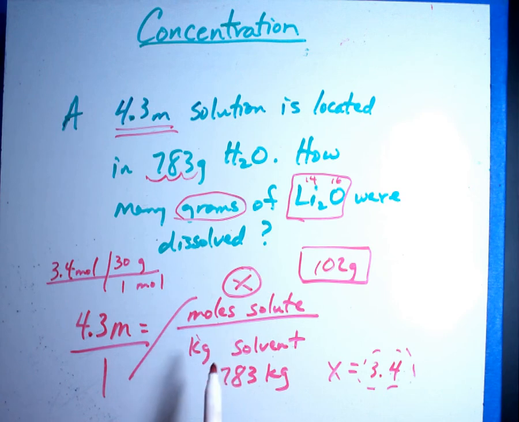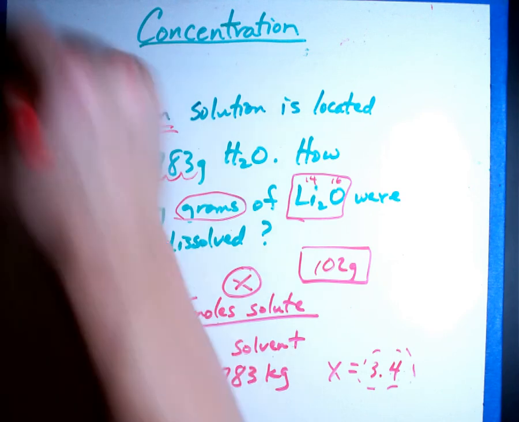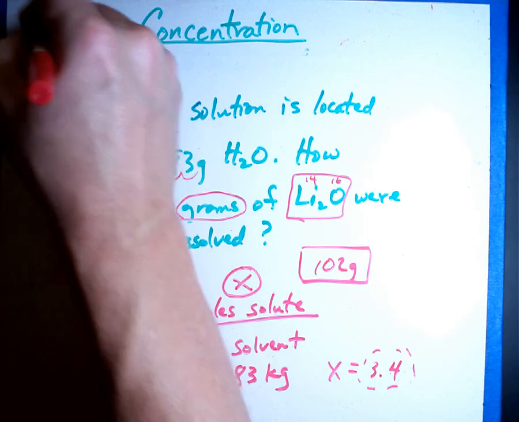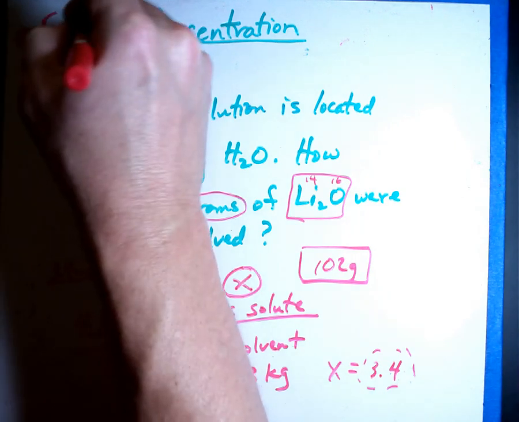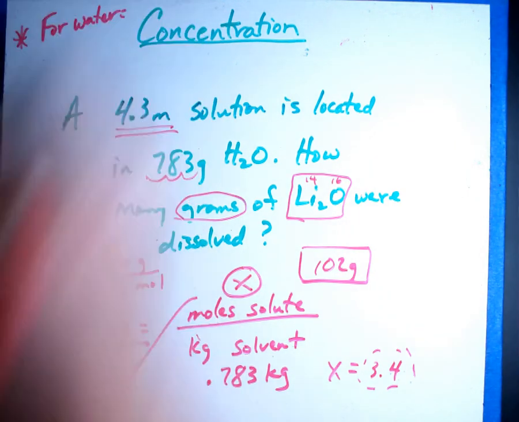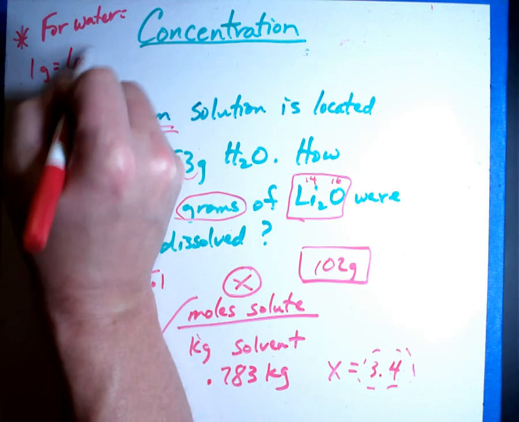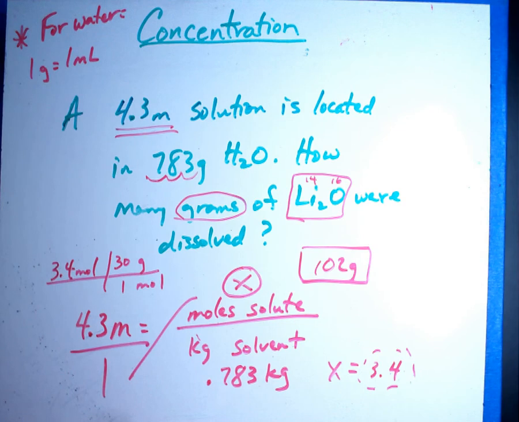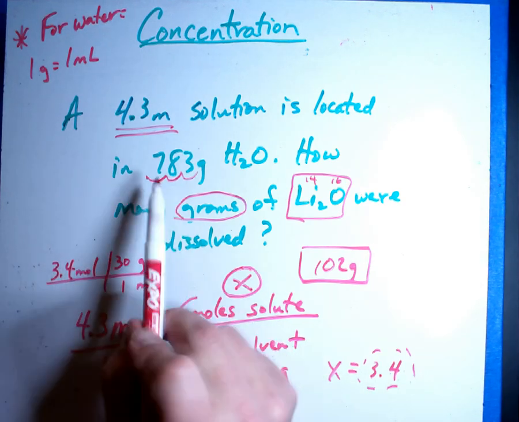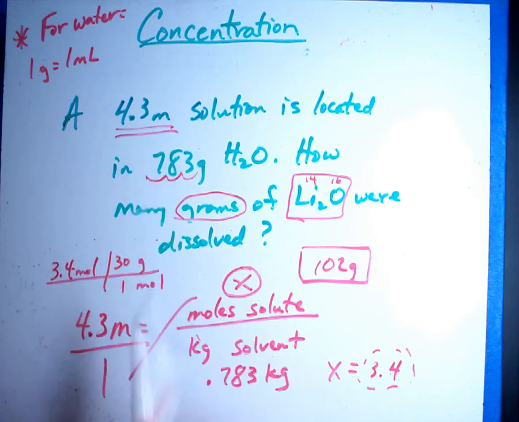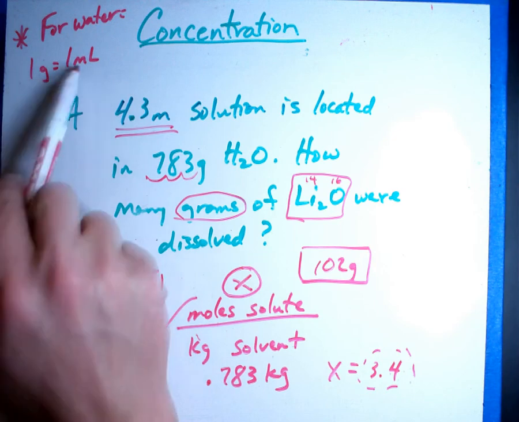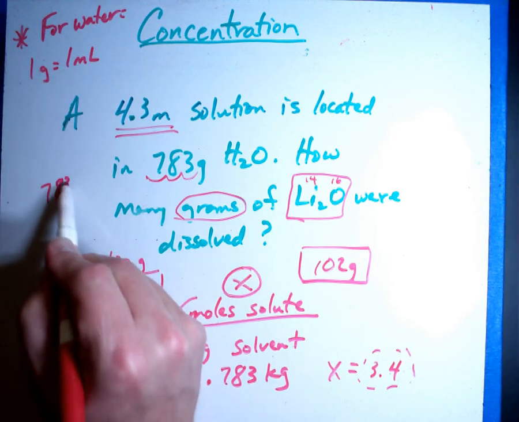I'm going to give you one quick thing you want to make sure and write down. I'm going to put a star, and I'm going to put it up here. For water, 1 gram equals 1 milliliter. For water, only water, a gram equals 1 milliliter. So let me ask you a question. If I had 783 grams, how many milliliters is that? Well, if 1 gram equals 1 milliliter, that's 783 milliliters.